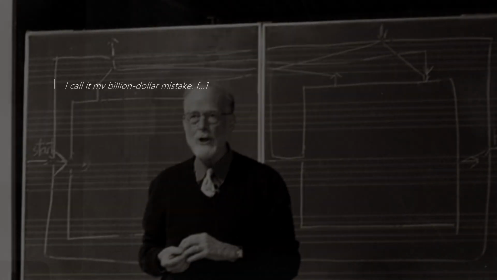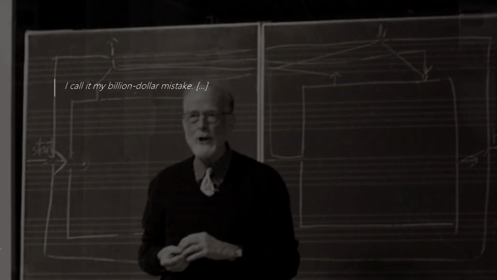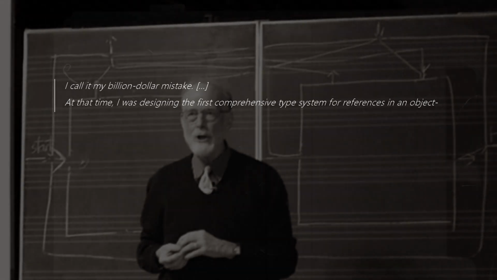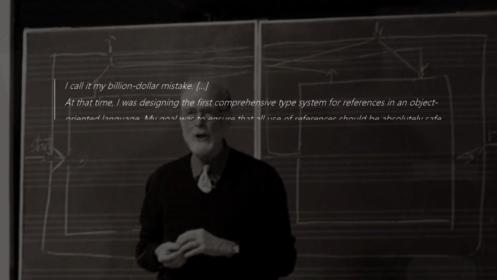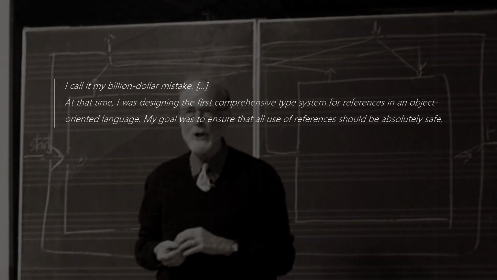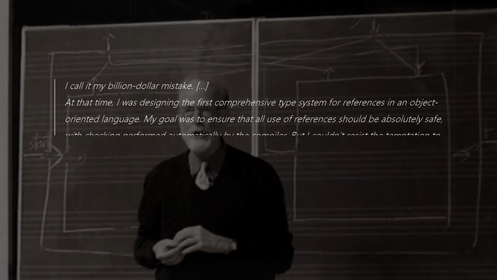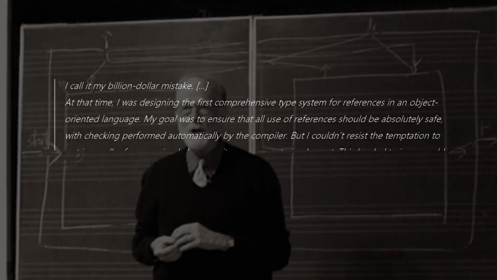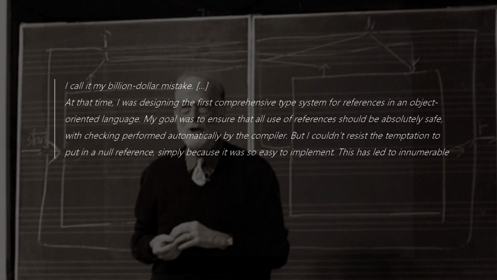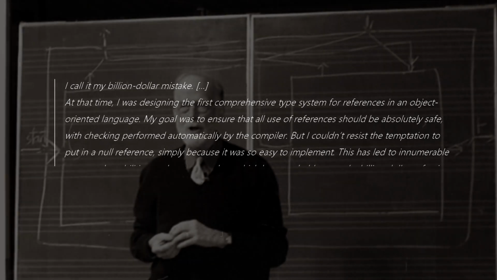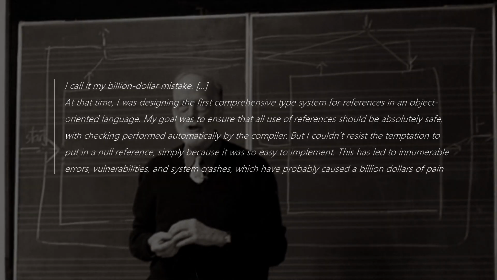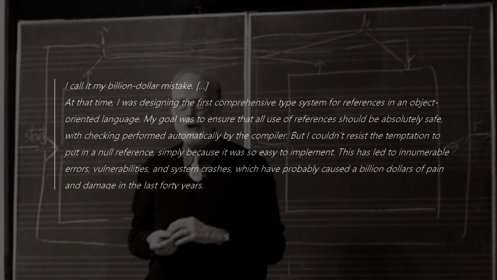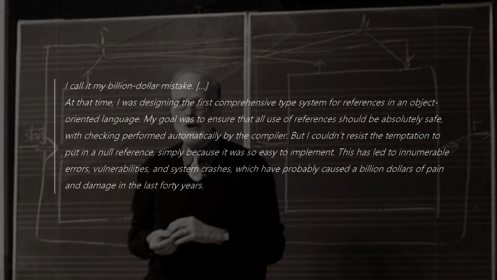At that time, I was designing the first comprehensive type system for references in an object-oriented language. My goal was to ensure that all use of references should be absolutely safe, with checking performed automatically by the compiler. But I couldn't resist the temptation to put in a null reference simply because it was so easy to implement. This has led to innumerable errors, vulnerabilities, and system crashes, which have probably caused a billion dollars of pain and damage in the last 40 years.